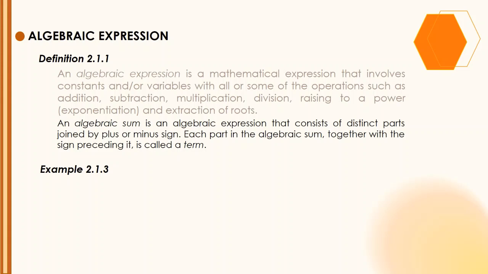An example of algebraic sum with three terms: x plus y minus 1. x is the first term, y is the second term, negative 1 is the third term.